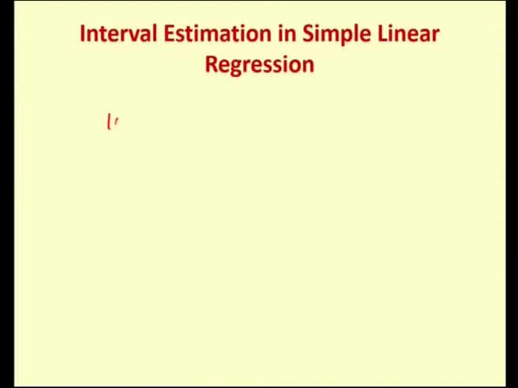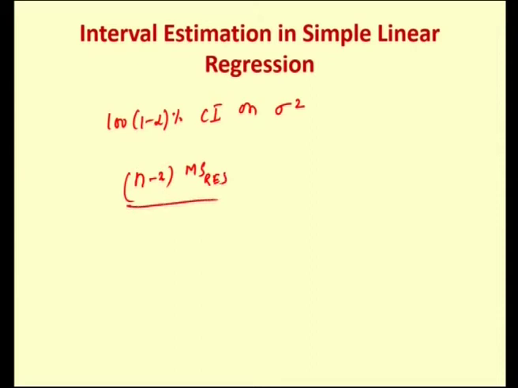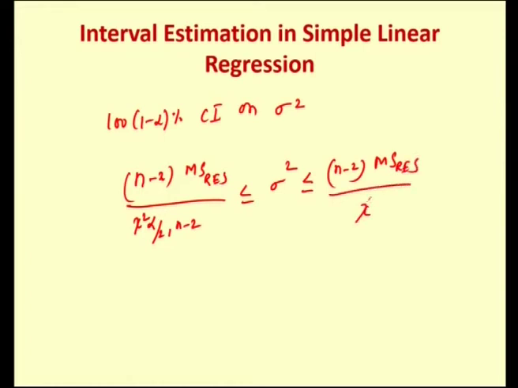So, now the 100 into 1 minus alpha percent confidence interval on sigma squared is obtained as n minus 2 into the mean square error due to residuals divided by chi squared alpha by 2 comma n minus 2, less than or equal to sigma squared, less than or equal to n minus 2 times the mean square error due to the residuals divided by chi squared 1 minus alpha by 2 comma n minus 2.